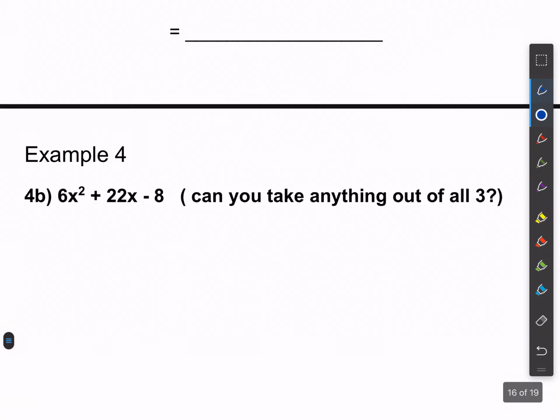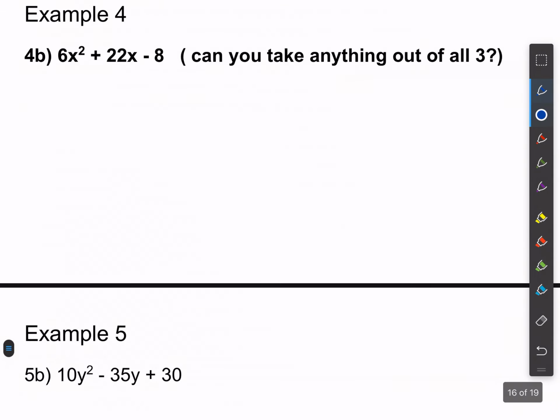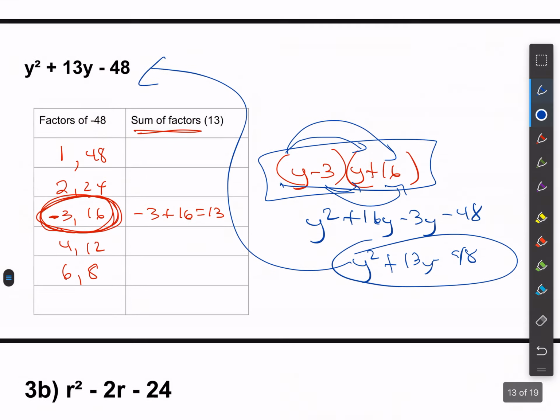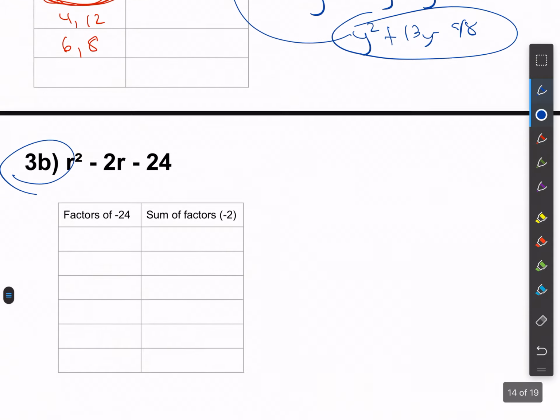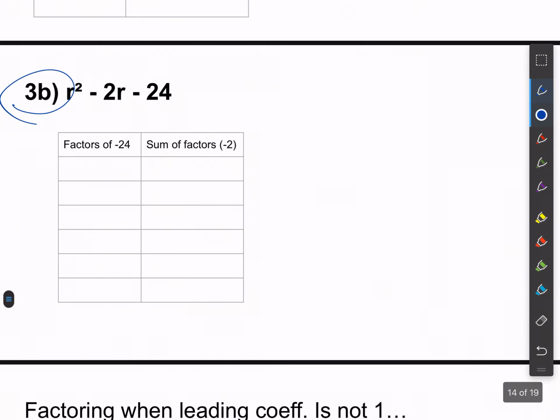Okay, I think what I'm going to do, there's so much more here to learn, but I don't want this video to go on too long. I'm going to do one more with you guys, and then I'm going to let you play with this idea. Okay, so for this one, we have 3 terms. Nothing can be taken out of all 3, so we're going to move to our factoring method. The factoring method is this. We're looking at our last term, which is negative 24. We want 2 things that multiply to give me negative 24, but add to give me negative 2. That's what I'm looking for.